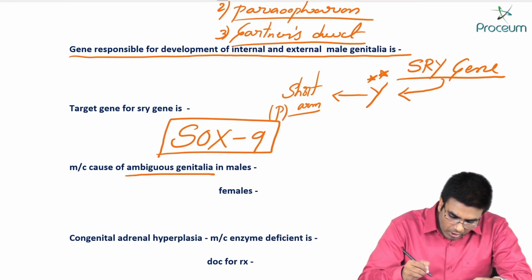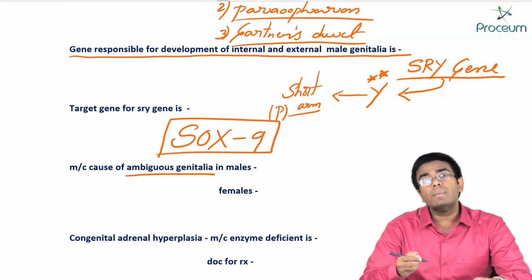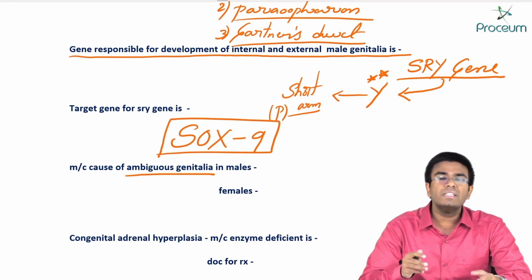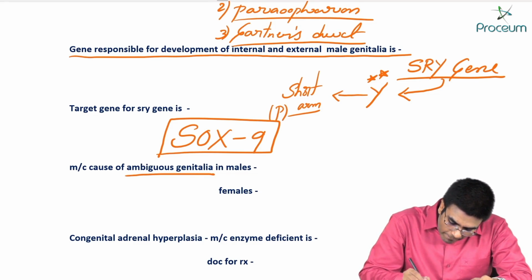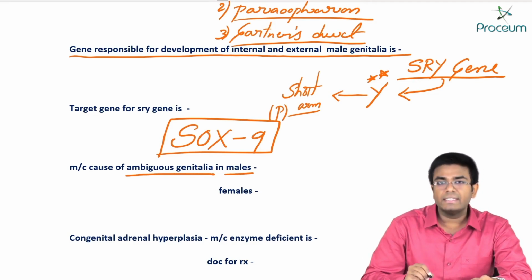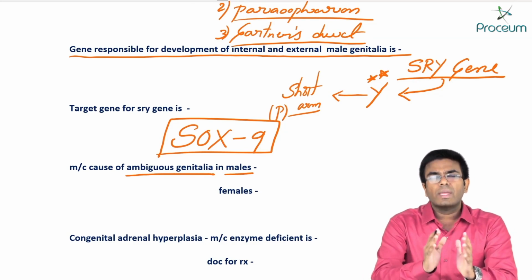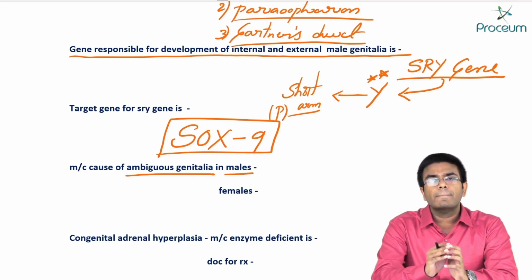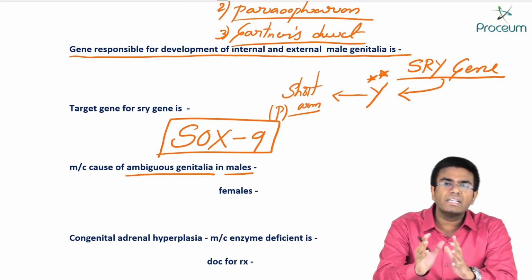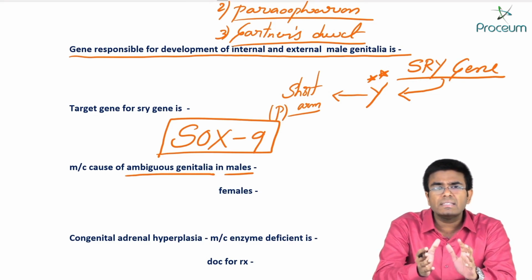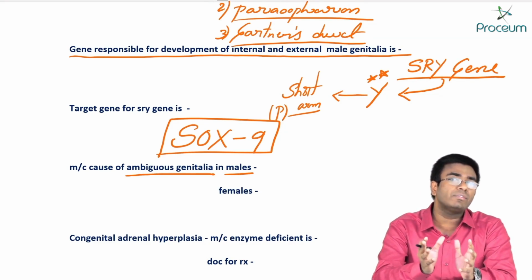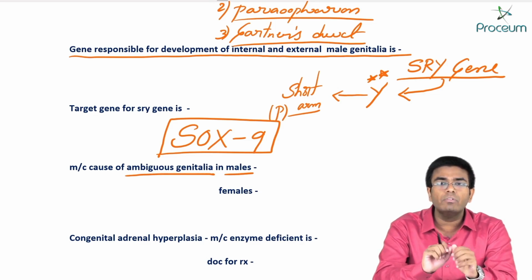Now, what is the most common cause of ambiguous genitalia? Let's talk about ambiguous genitalia. What is meant by ambiguous genitalia? It means confusion, ambiguity is there. A baby is male, but if you look at the external genitalia, you are not clear whether it is a penis with a scrotum or labia majora which are slightly fused. So there is an ambiguity.